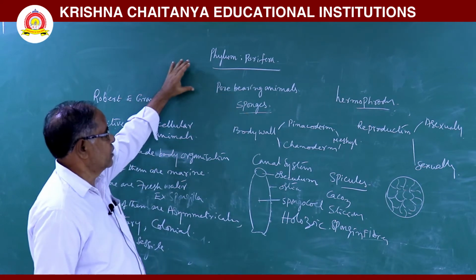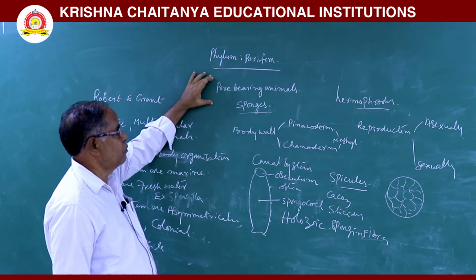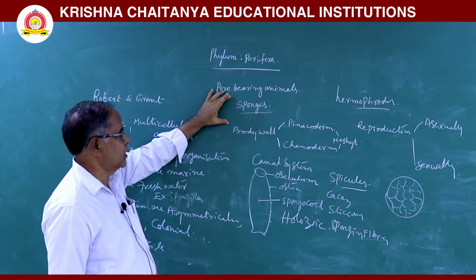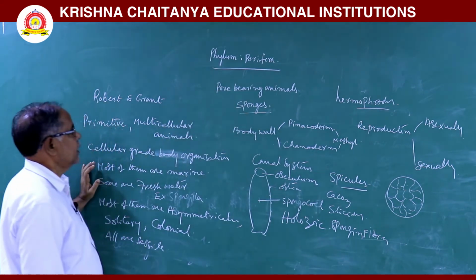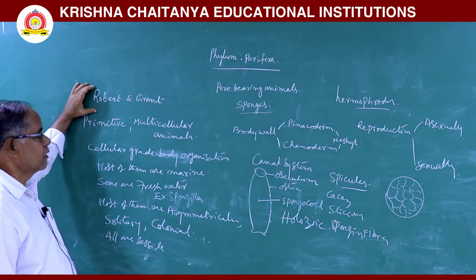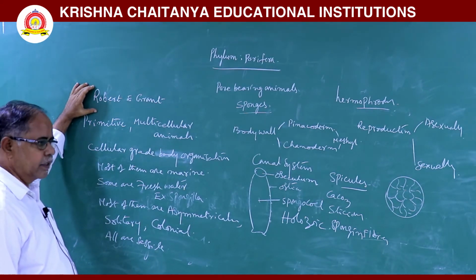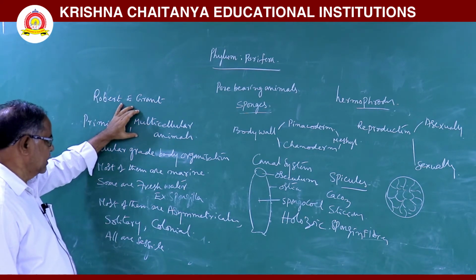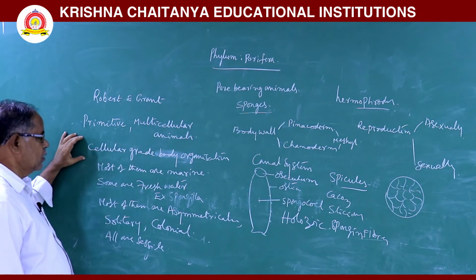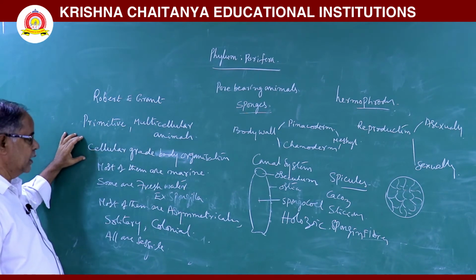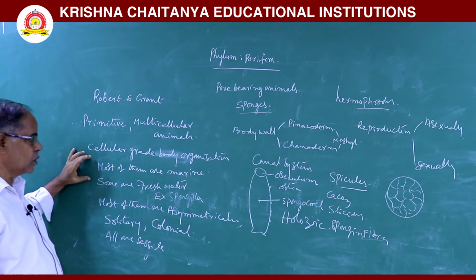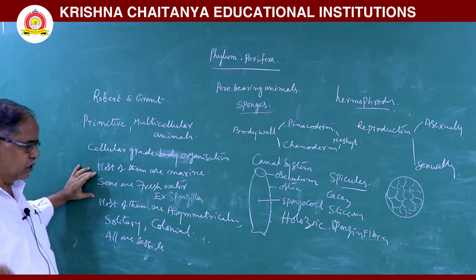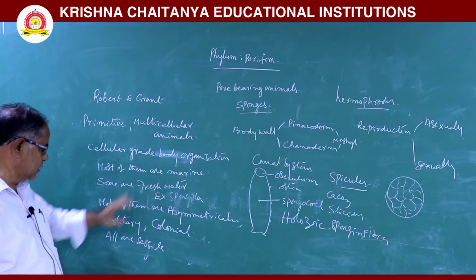Next, phylum Porifera. Phylum Porifera means pore-bearing animals. They are generally called sponges. The name Porifera was coined by Robert E. Grant. They are primitive and multicellular animals. They are cellular grade metazoans. Most of them are marine. Some are freshwater, for example Spongilla.